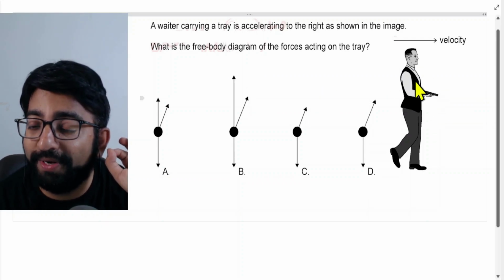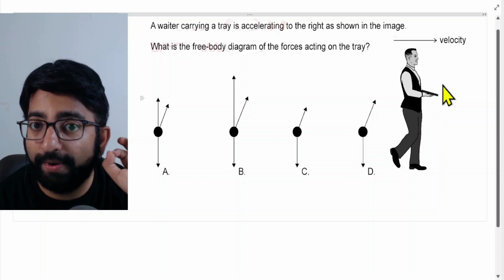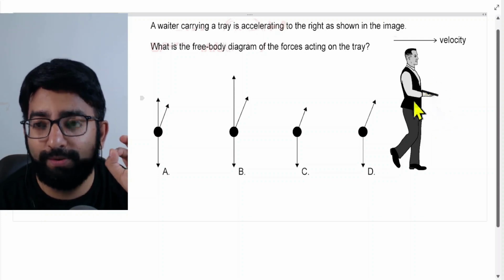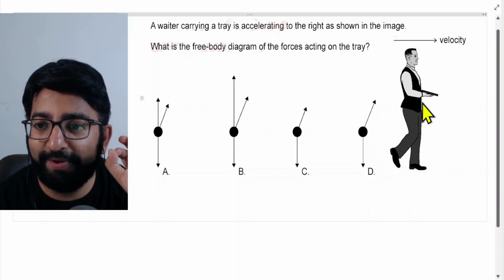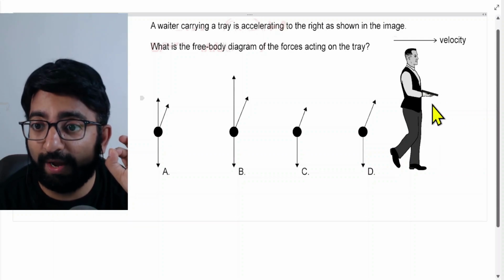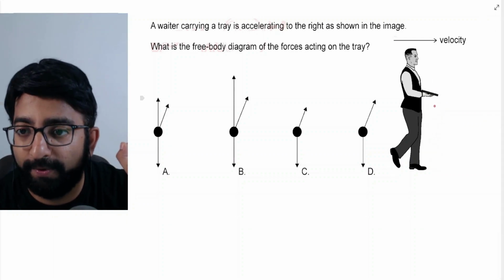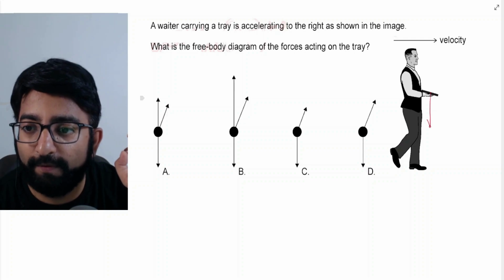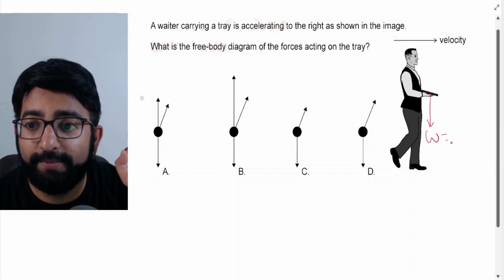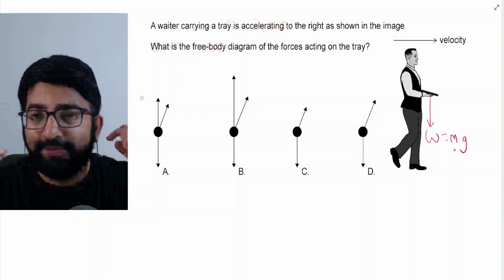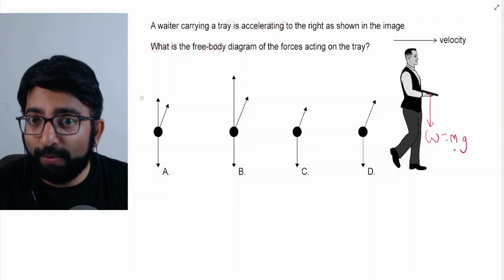If we analyze only the tray, we need to figure out which forces are acting only on the tray. One of the forces is always there, which is the weight of the tray, which always acts downwards. Let me draw that in the image. The weight of the tray, W, which is equal to mg, always will act downwards. Now think, is there any force apart from the weight?